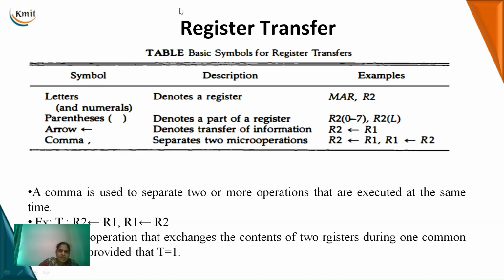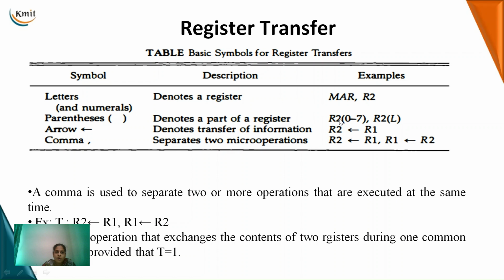Next, see the basic symbols for register transfer. To perform a register transfer operation, some symbols have to be mentioned. So to denote a register, we have to make use of letters and numerals as well. Some registers can be given in the form of R1, R2 like that. Next, parenthesis denotes a part of a register.